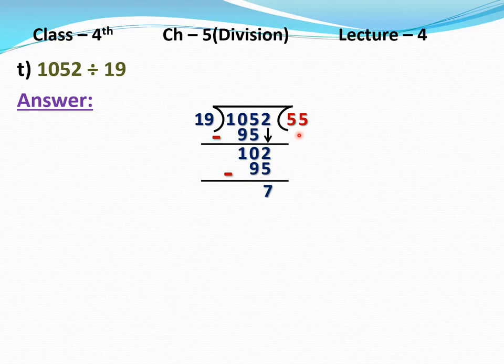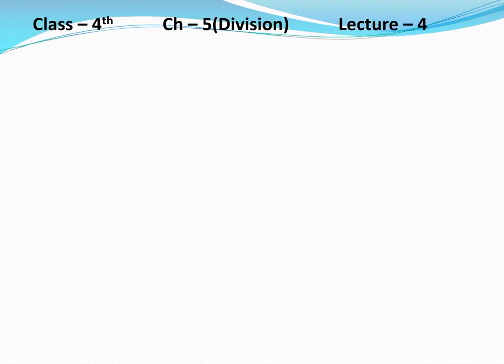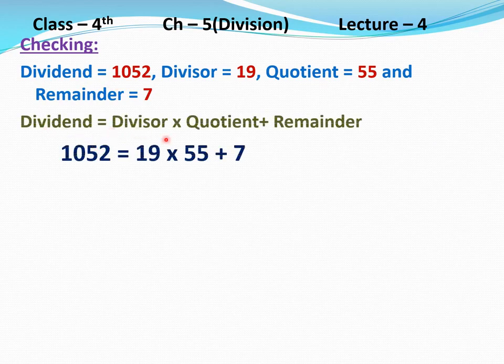So hence quotient is 55 and remainder equal to 7. Write down quotient equal to 55 and remainder equal to 7. Clear? Now write down dividend equal to 1052, divisor equal to 19, quotient equal to 55 and remainder equal to 7. Write down dividend equal to divisor multiply quotient plus remainder. 1052 equal to 19 multiply 55 plus 7.